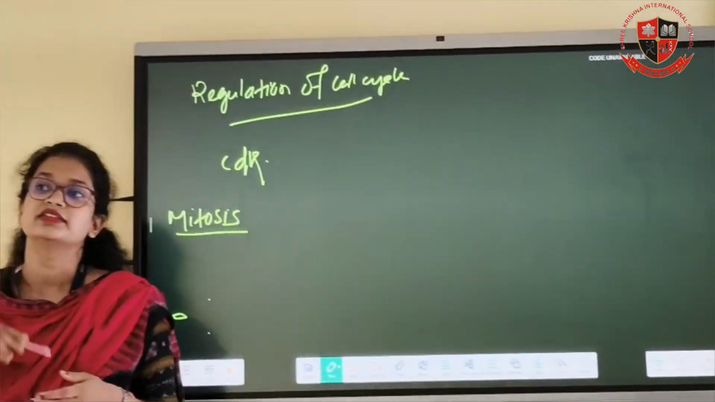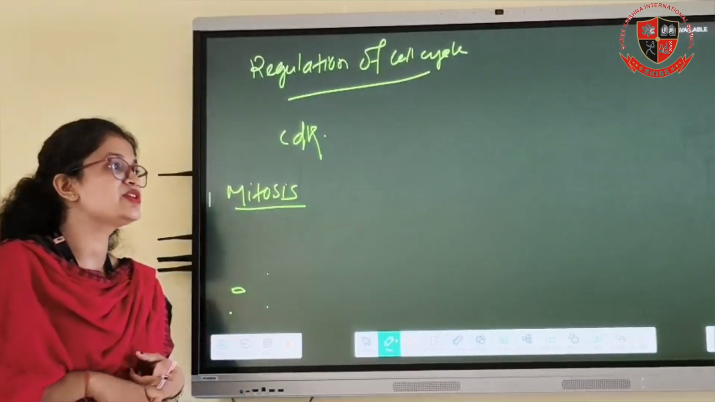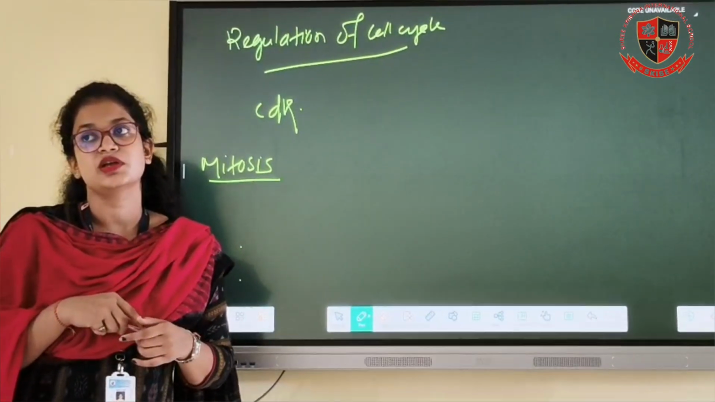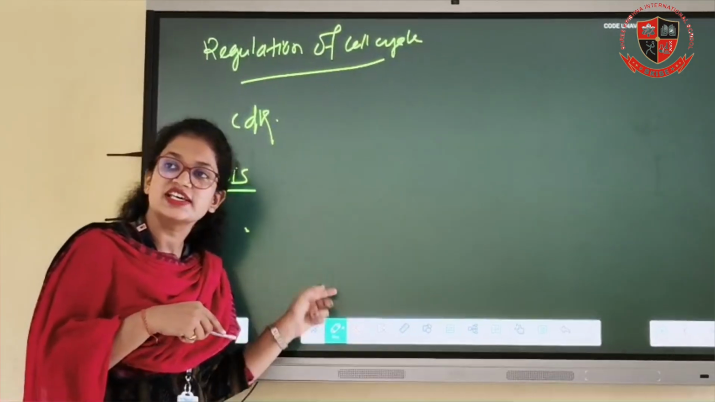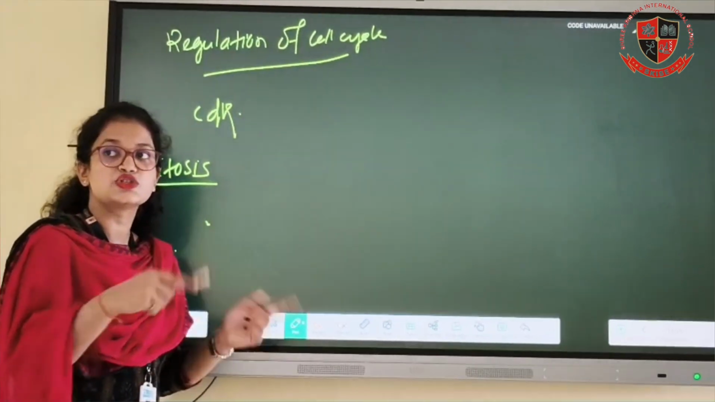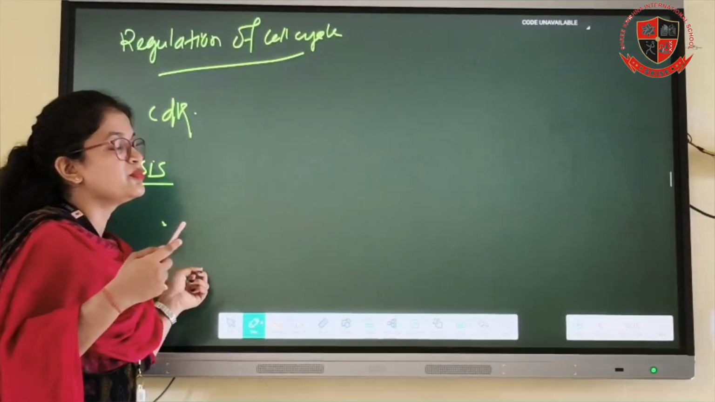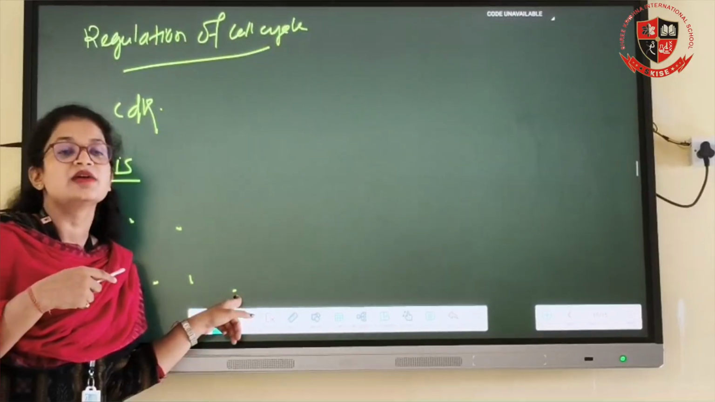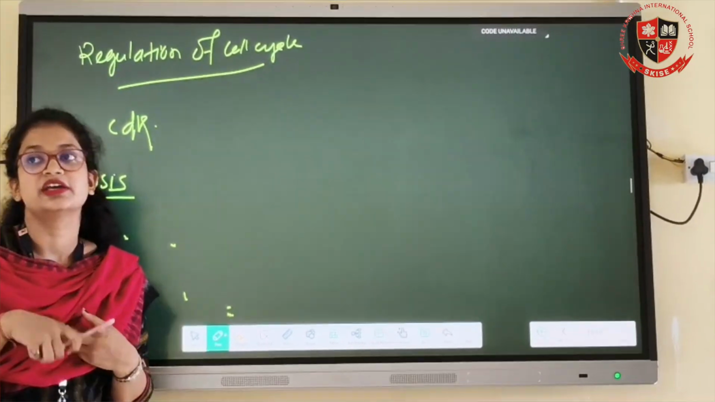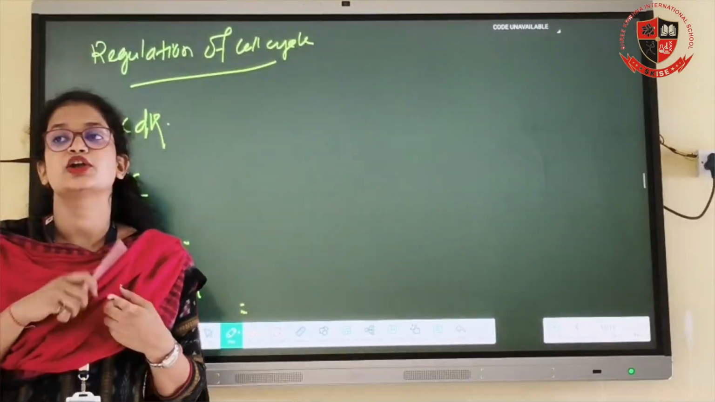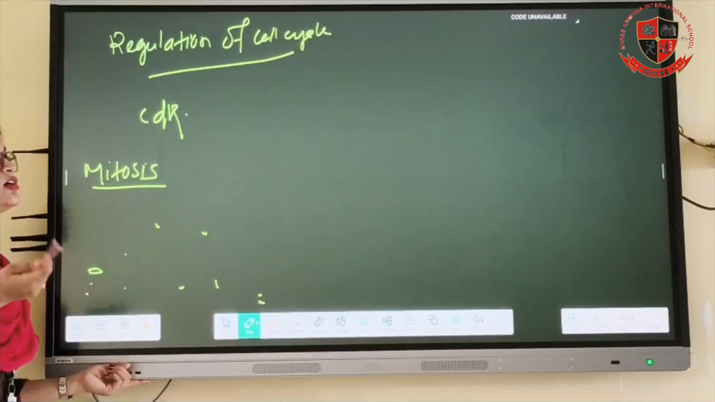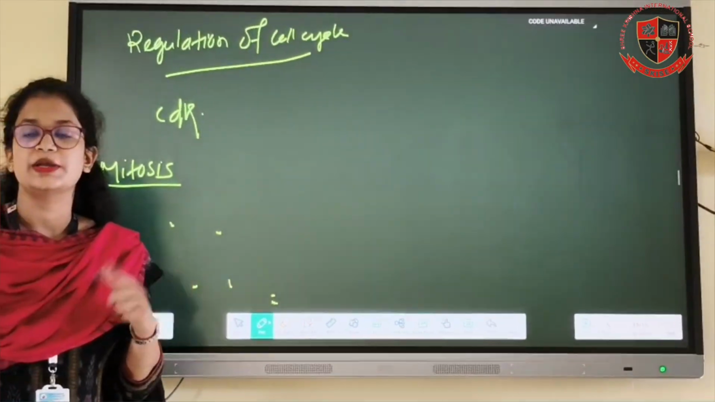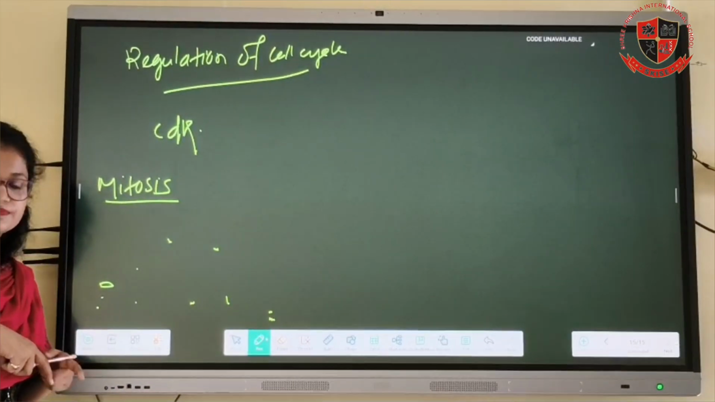Mitosis is an equational division. Equational division means the parent cell chromosome number is equal to the daughter cell chromosome number. Suppose the parent cell chromosome number is 46, then the daughter cell chromosome number is also 46. It occurs in both diploid and haploid cells. In animals, it occurs in diploid cells, but there is one exception: the honeybee drone, where mitosis occurs only in haploid cells. In plants, mitosis occurs in both haploid and diploid cells.